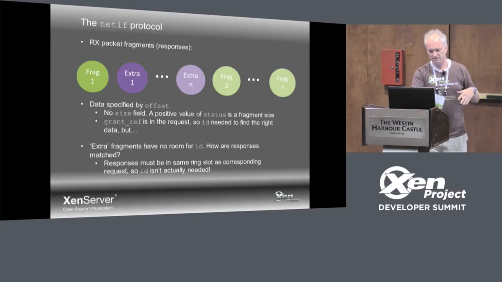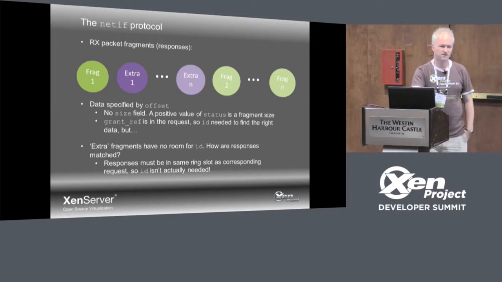So how do you know how big the data is? Well, that's done magically. The status field can carry a positive or a negative value. If it's negative, that's an error case. If it's positive, it's a size. That's the way that works. The size of the first data frag in this case is actually the size of the fragment. It is not the size of the packet. So to get the size of the packet, you have to add all the frag data together.